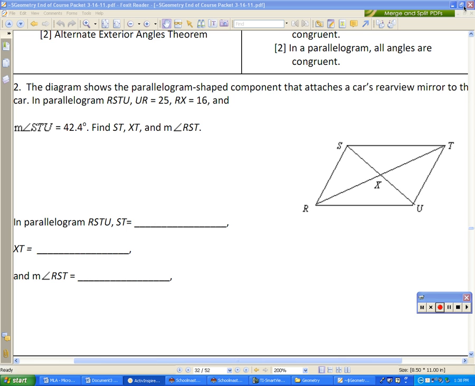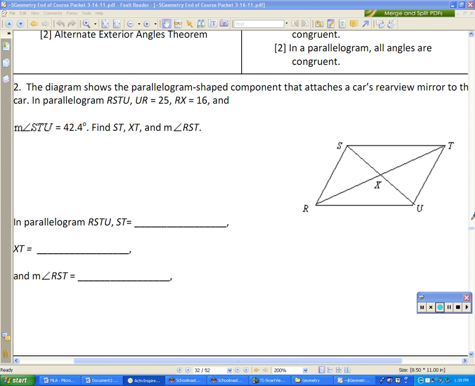Okay. What about this one? The diagram shows the parallelogram-shaped component that attaches a car's rearview mirror to the car. In the parallelogram, we know that UR is equal to 25. So this distance right here is 25. And you know that RX, this little guy right here, is 16. Then it also tells us the measure of angle STU is 42.4 degrees.